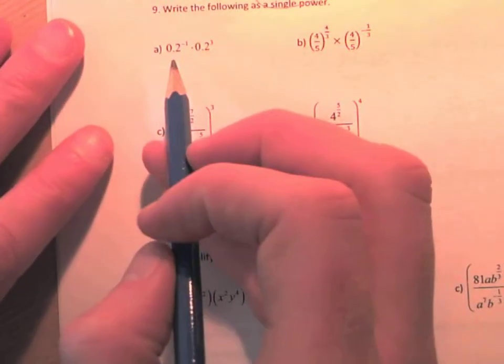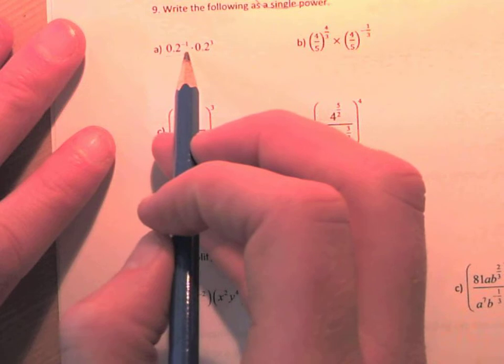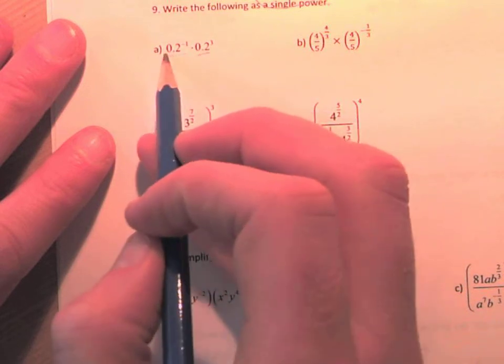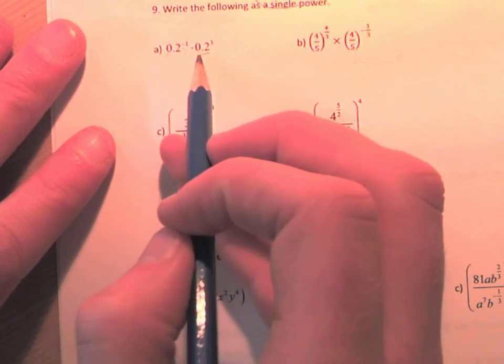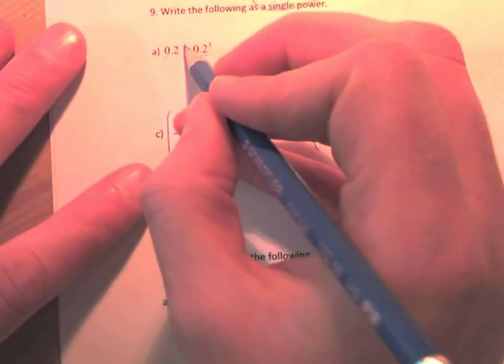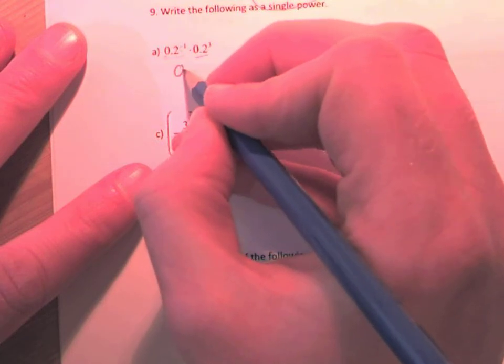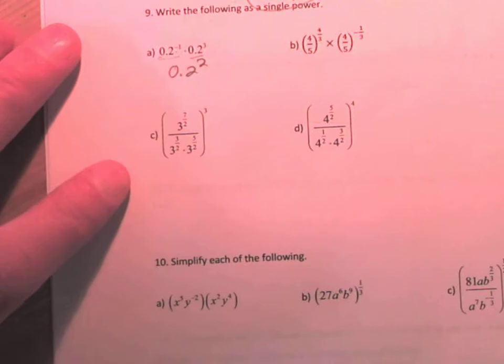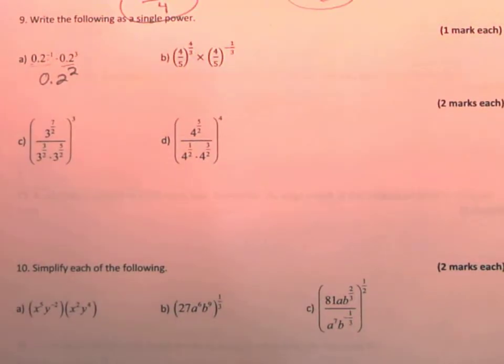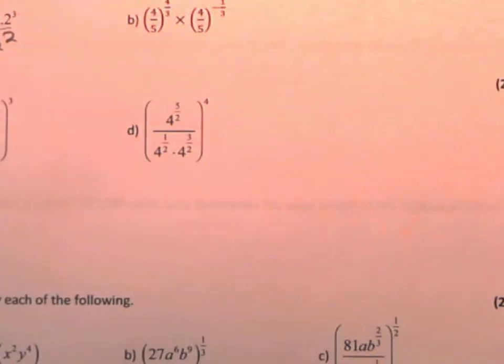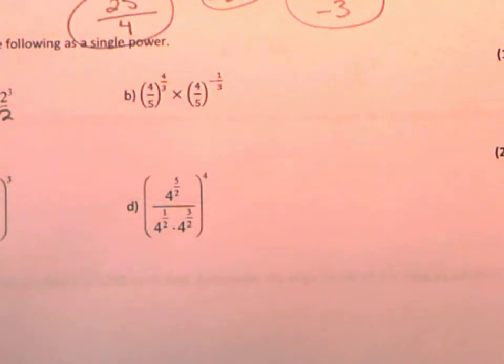Alright, here we have the same base. It's a decimal, but they're the same number, so that works. 0.2 to the power negative 1 times 0.2 to the power 3. So we just go negative 1 plus 3, which is 2. 0.2 squared. There we go. So that one's done. Now we can go on to the next one. I'll make it a bit bigger, easier to see.